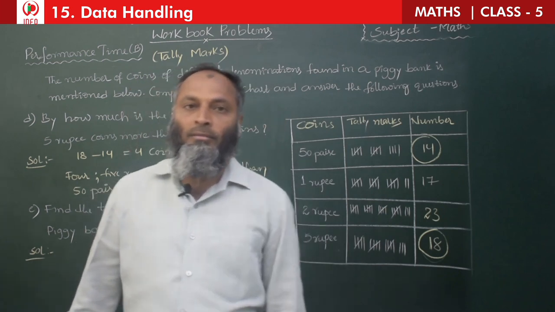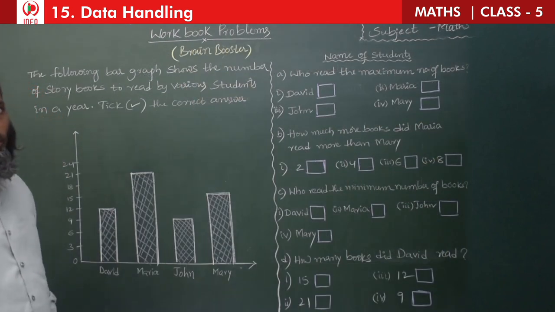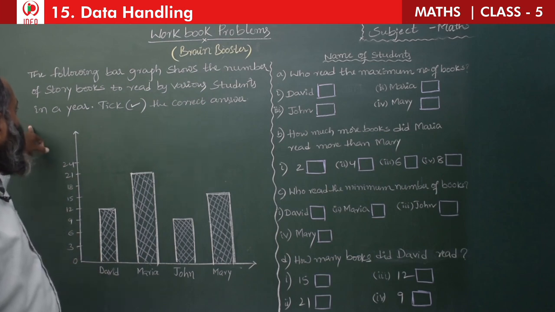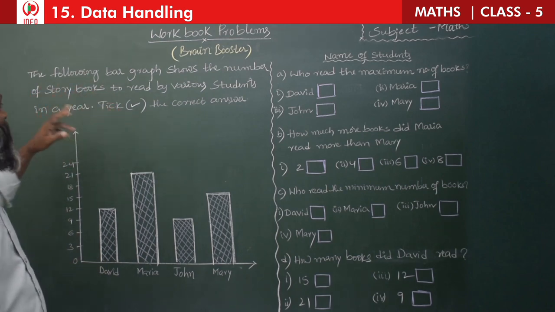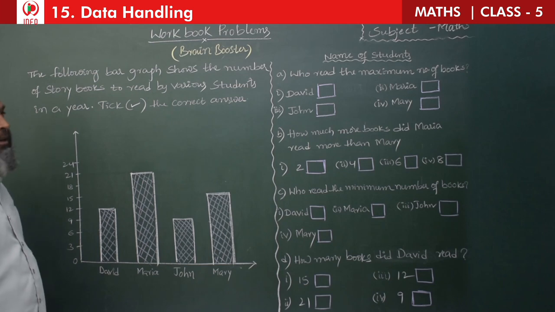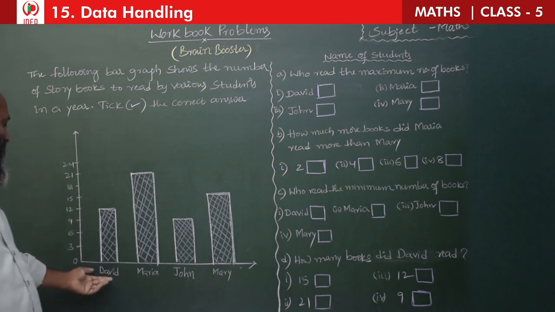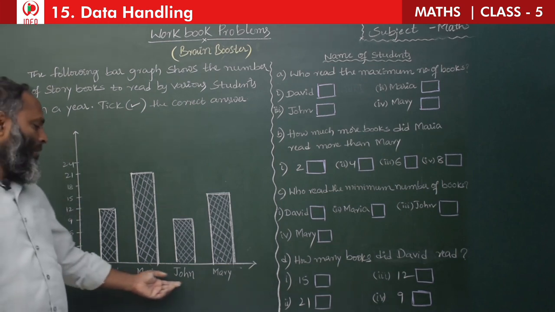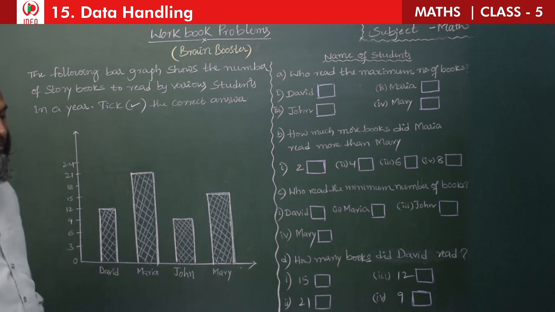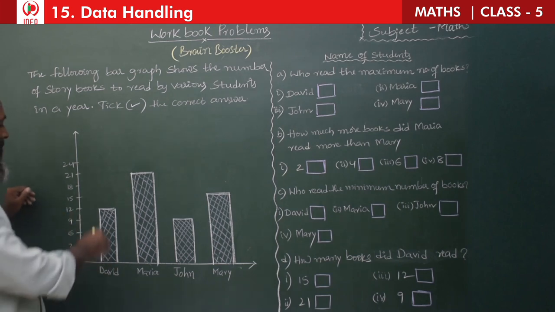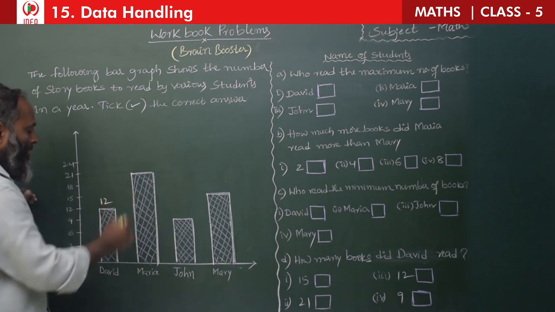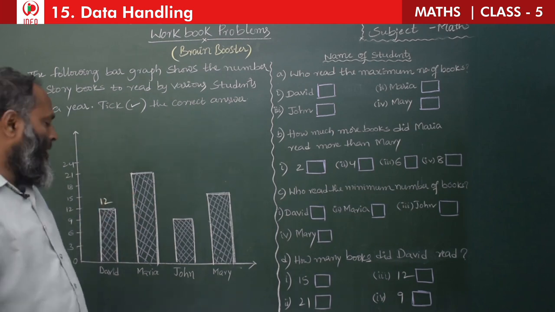Now students, brain booster problems. The first question is here. The following bar graph shows the number of story books read by various students in a year. So take the correct answer. Here are various students: David, Maria, John, and Mary. David read 12 books. 12 story books he read.